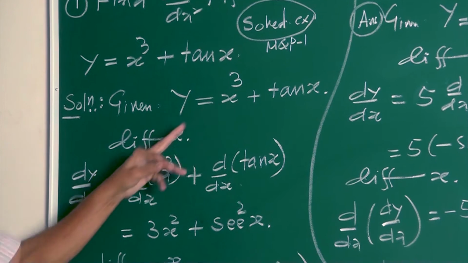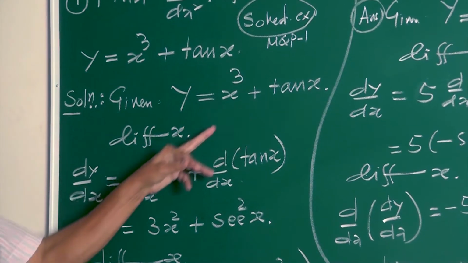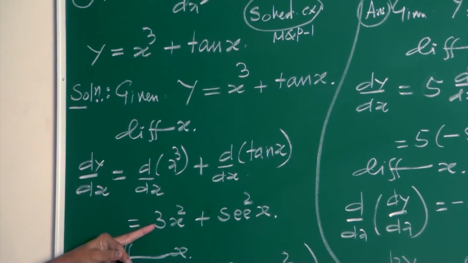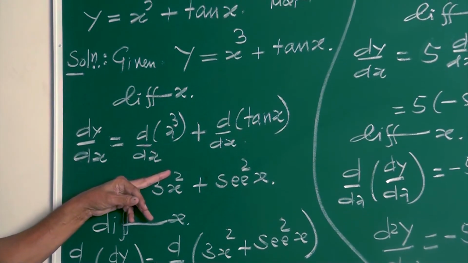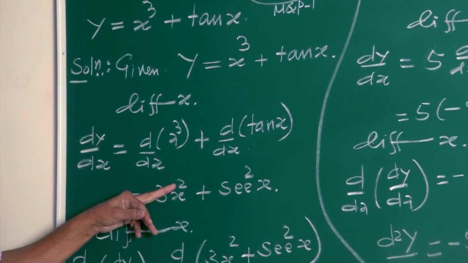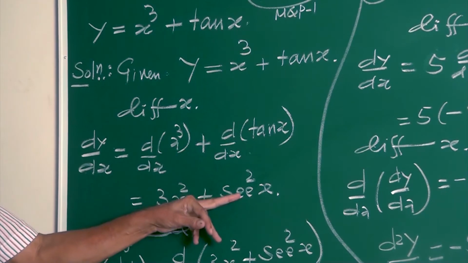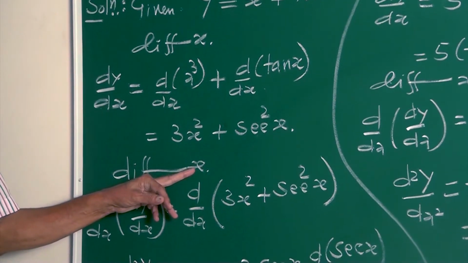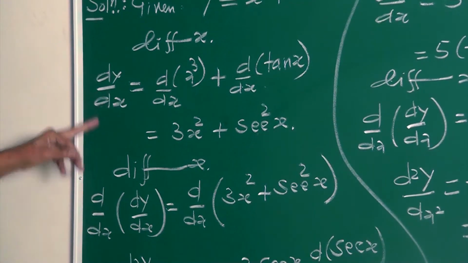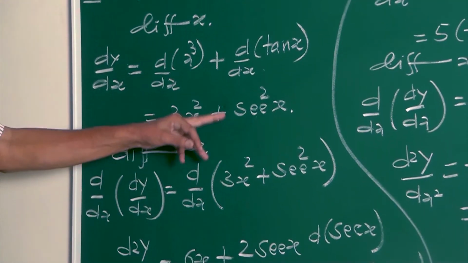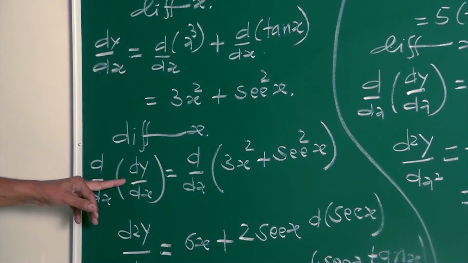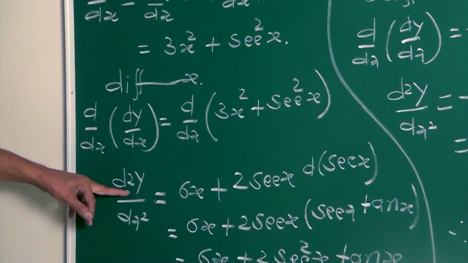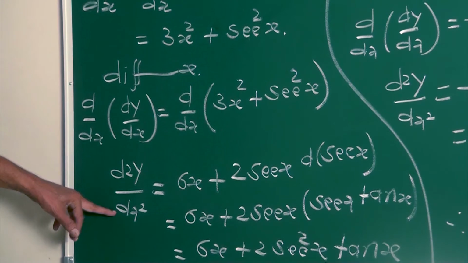The derivative of the RHS: the derivative of the first plus the derivative of the second. For x cube, it is 3x square, since the derivative of x to the power n is n into x to the power n minus 1; 3 minus 1 is 2. Plus the derivative of tan x, which is sec square x. Differentiate again with respect to x. The derivative of the first derivative equals d by dx of this RHS. The derivative of the first derivative is the second derivative of y with respect to x.